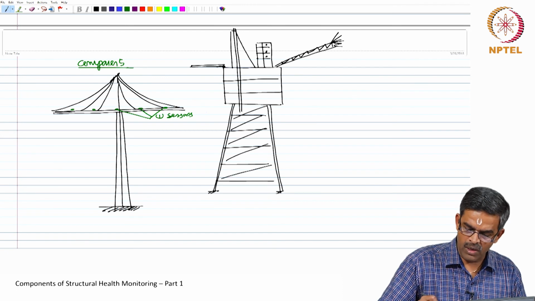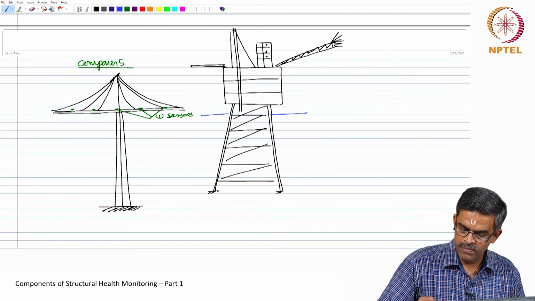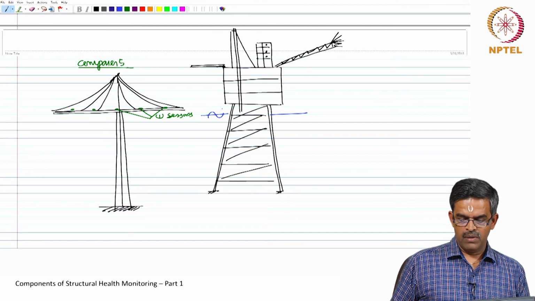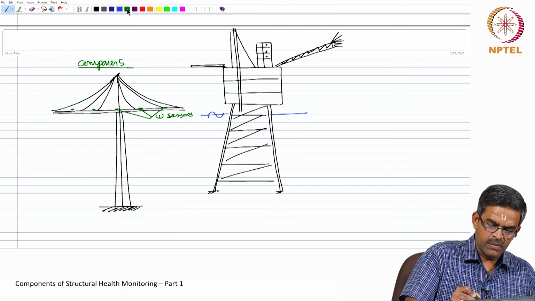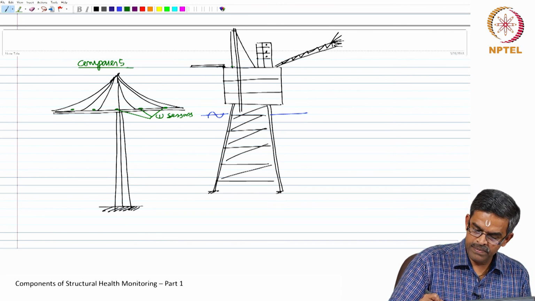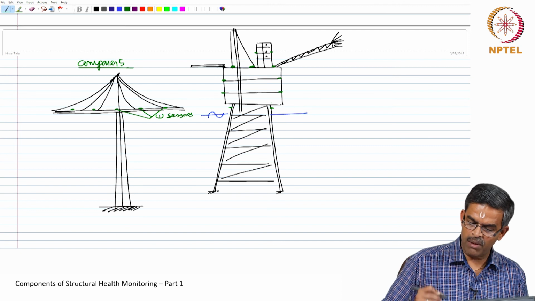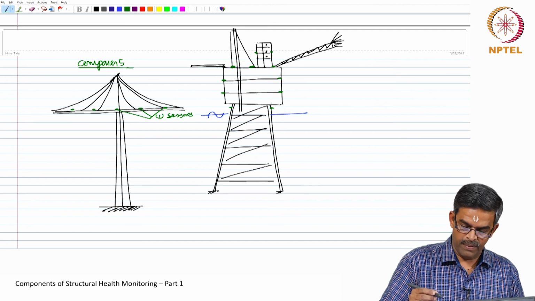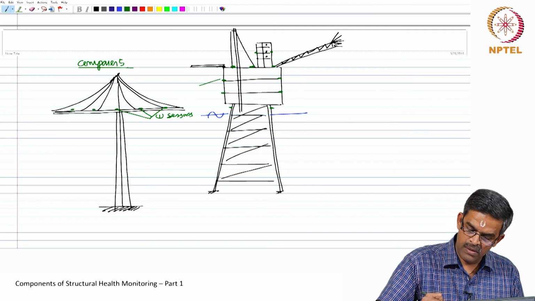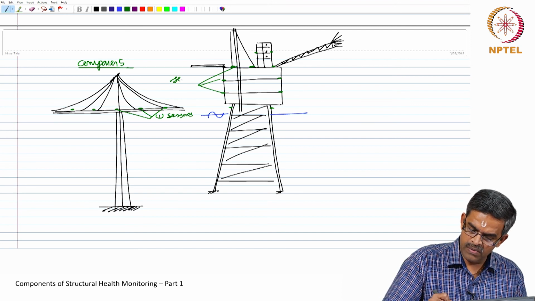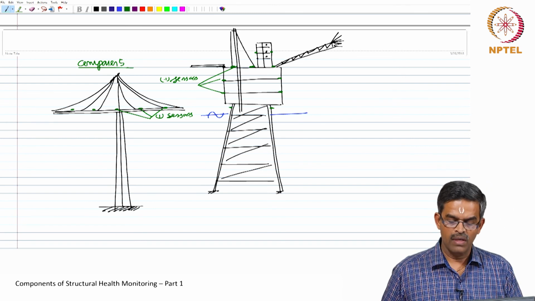Let us say this is my water level. There may be sensors placed on the deck, placed on the living quarters, placed on the deck at various levels, and sensors can be also placed above water on the template system. So, these are all again different varieties of sensors which are the first level components of health monitoring system.